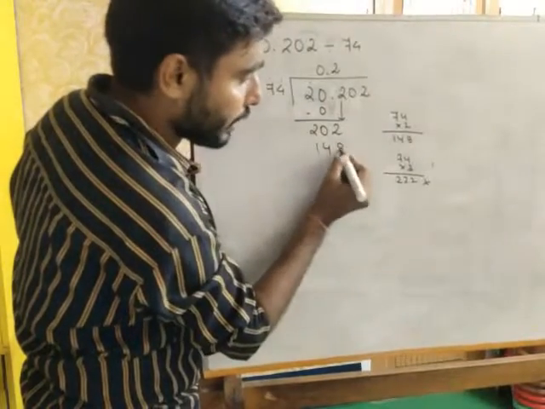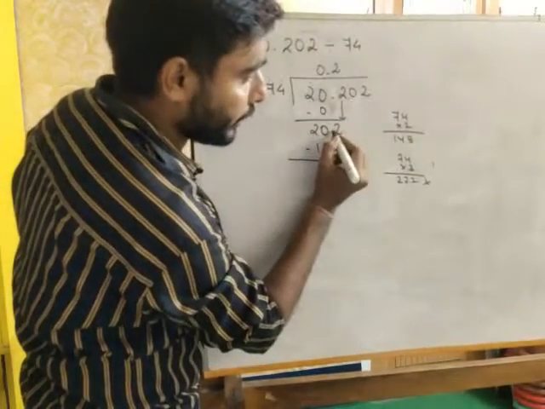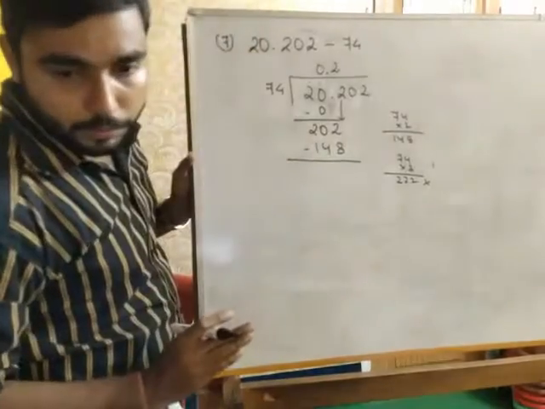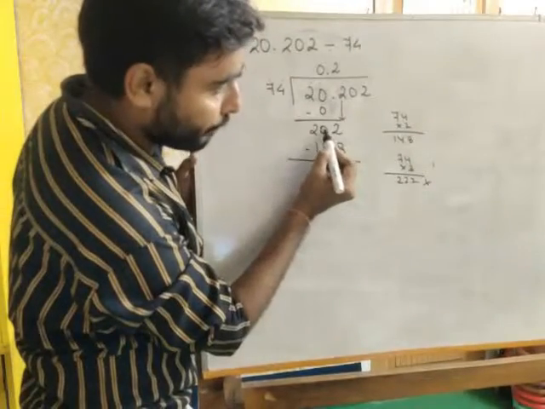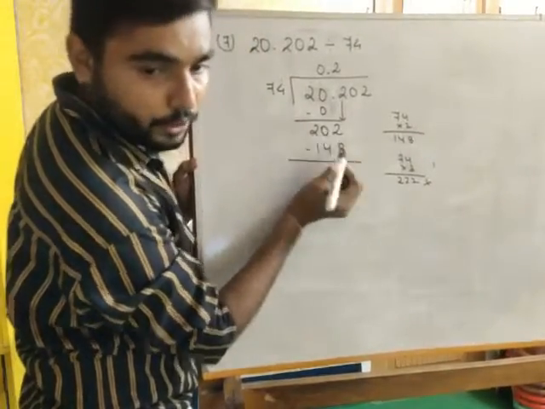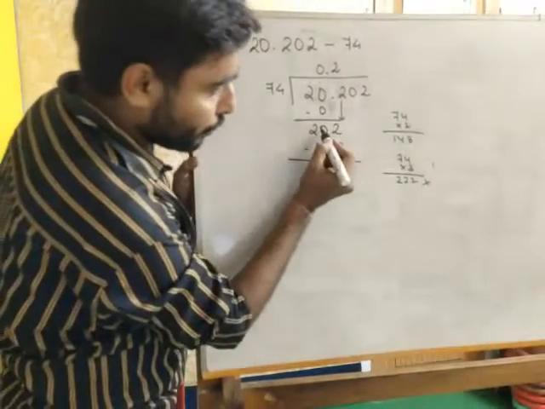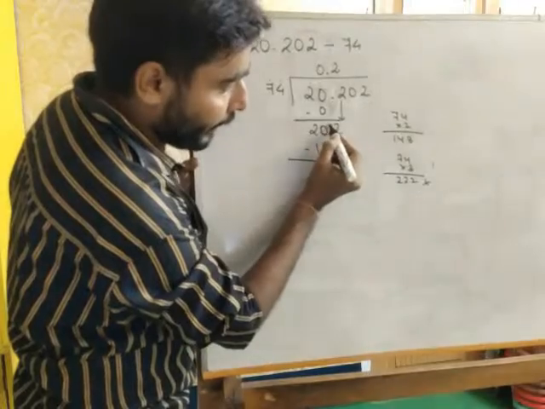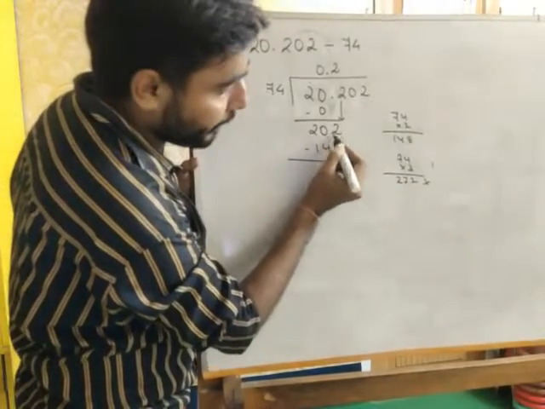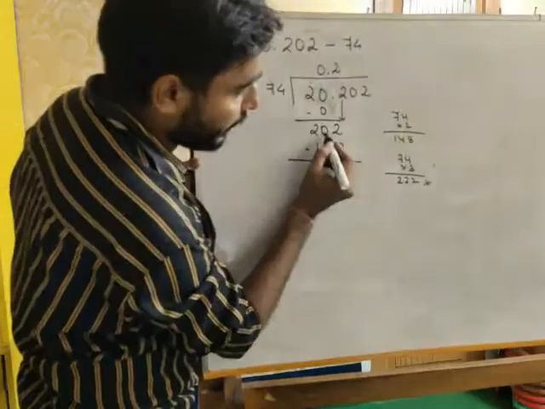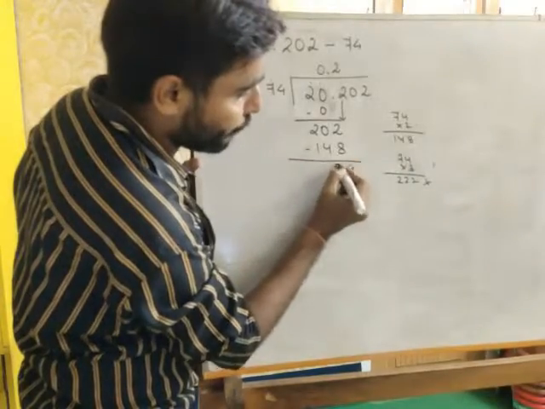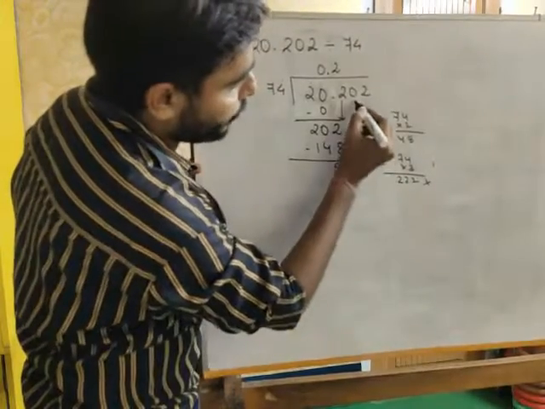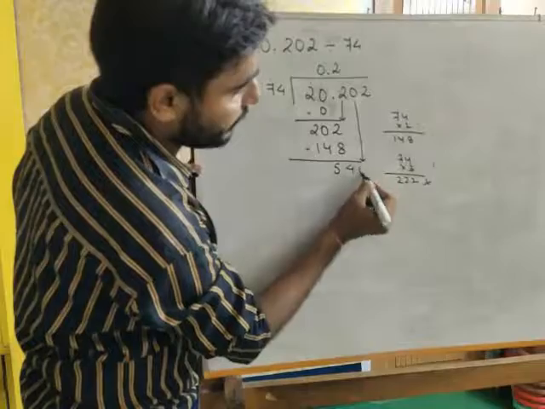It will be 148. After subtraction, 2 minus 8 is not possible. So we have to borrow 1 from 0. It won't give because it is itself 0. So from here 0 will borrow 1, it will become 10 and will give 1 to 2. It will become 12. 12 minus 8 is 4. Here it became 9. 9 minus 4 is 5 and 1 minus 1 is 0. What is the next number? We can see it is 0.